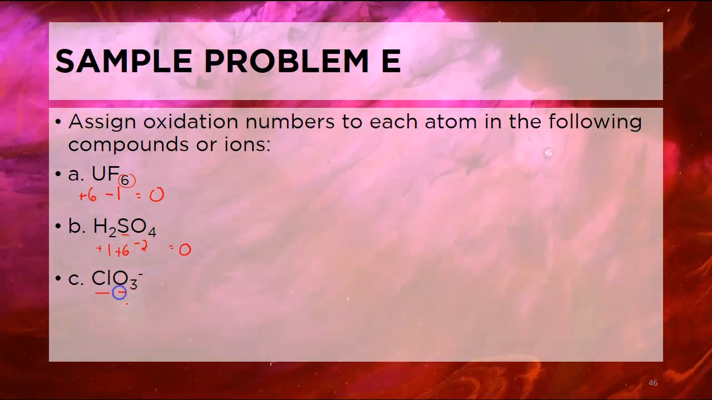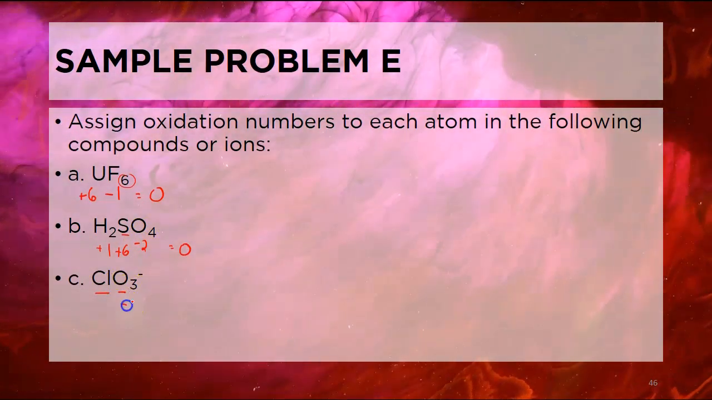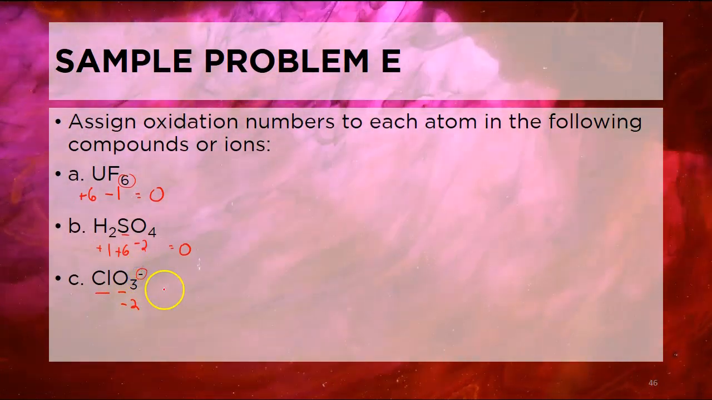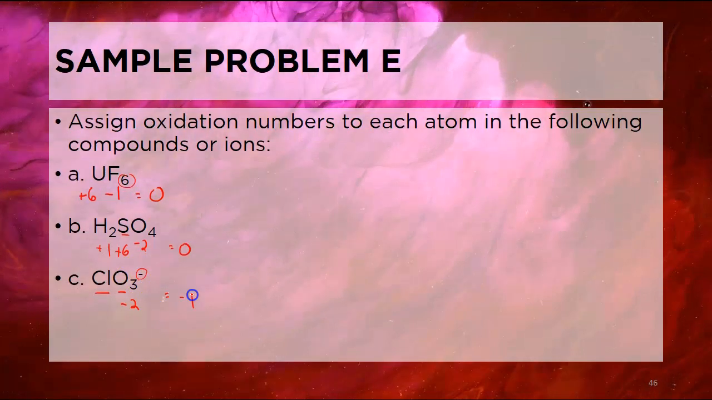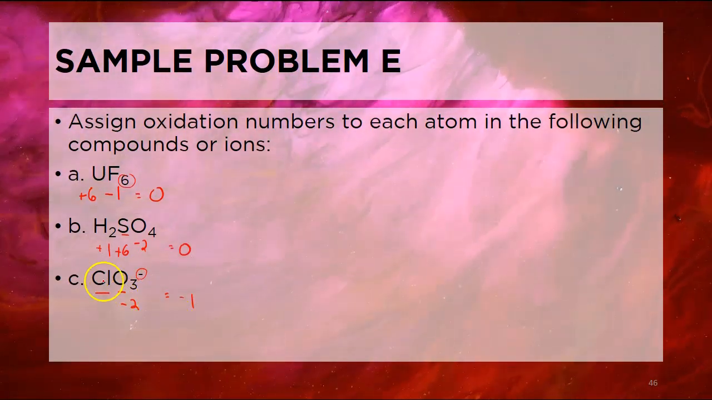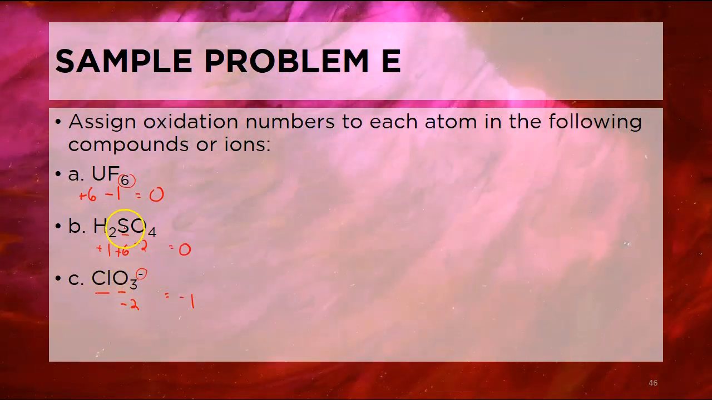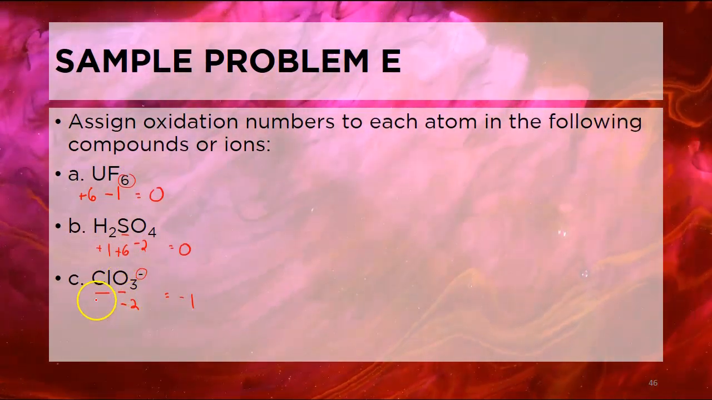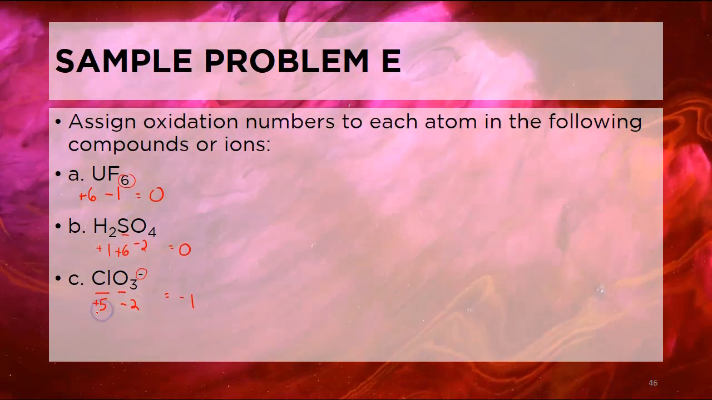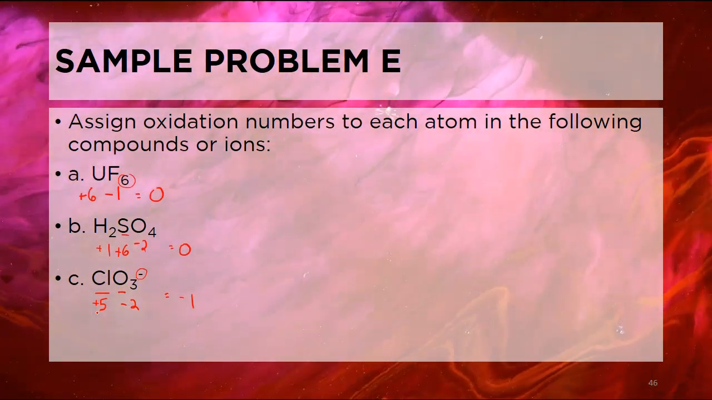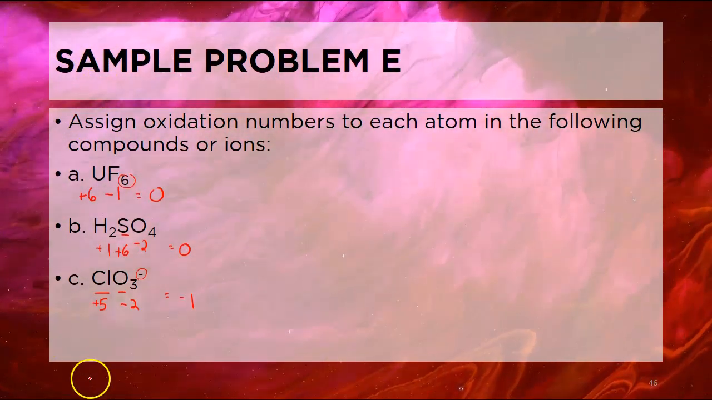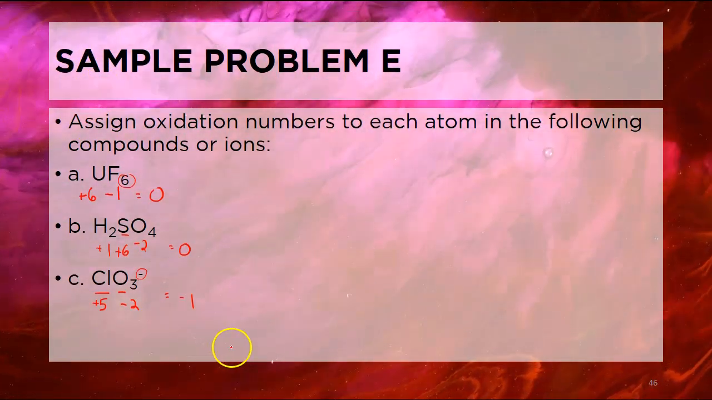Chlorine and oxygen. Oxygens are all going to be -2, which gives me a -6. Notice I have a charge now, so we're going to have to equal -1 instead of 0. If I want it to equal -1, now the chlorine can be a +5 charge. Does that make sense? So that's assigning oxidation numbers. Shouldn't be too bad to pick up on that.